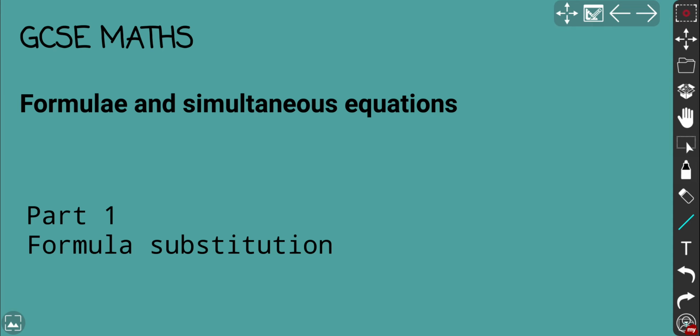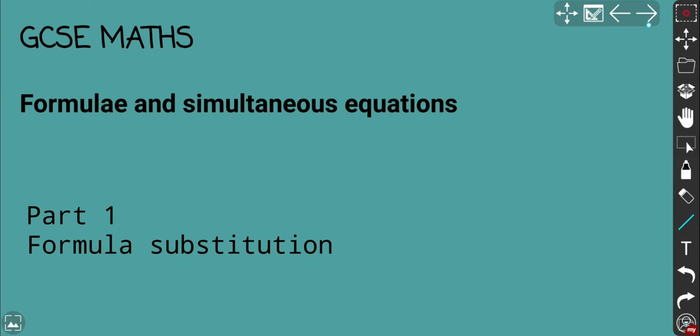The first is about formula substitution. So you need to be able to use a formula in the proper way. What does formula substitution mean? It means that instead of variables in the formula, to figure out another variable, you just need to plug in the values. That's the most common, and however, the easiest part.